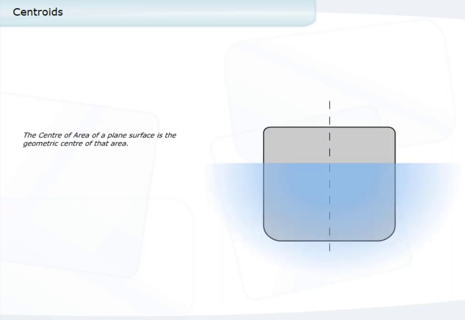This chapter introduces the importance of determining the centres of buoyancy, weight and waterplane areas, and to understand how these centroids or centres can be shifted. The centre of area of a plane surface is the geometric centre of that area.